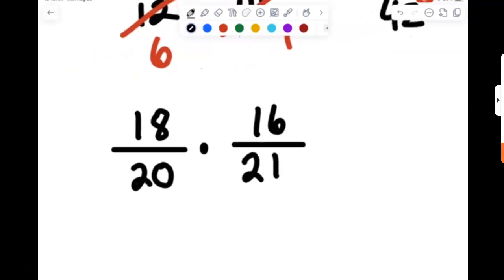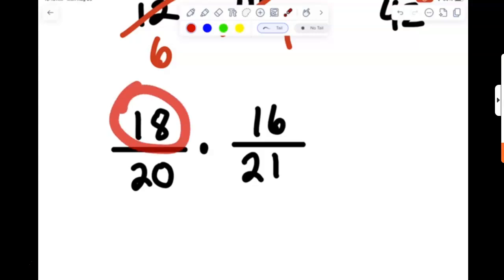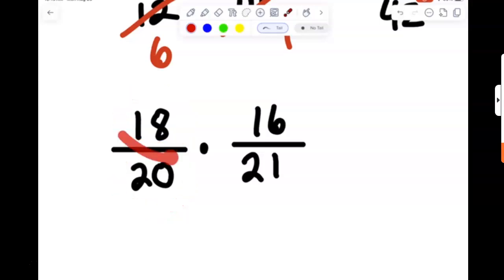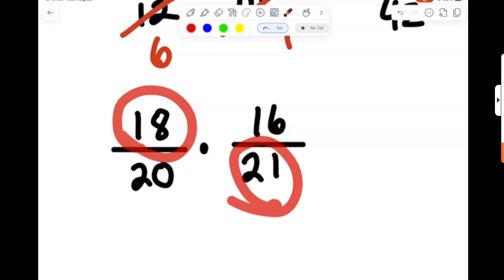So let's look at it slowly. So what you do is pick something in the top and ask yourself, is there anything in the bottom that would also go into that? And so with the 18, you kind of have a couple choices on how to start this. The 18 being even would match with the 20 in the bottom, and we can do something there. The 18 also has 3 going into it, which would match up with the 21. So that's an option.